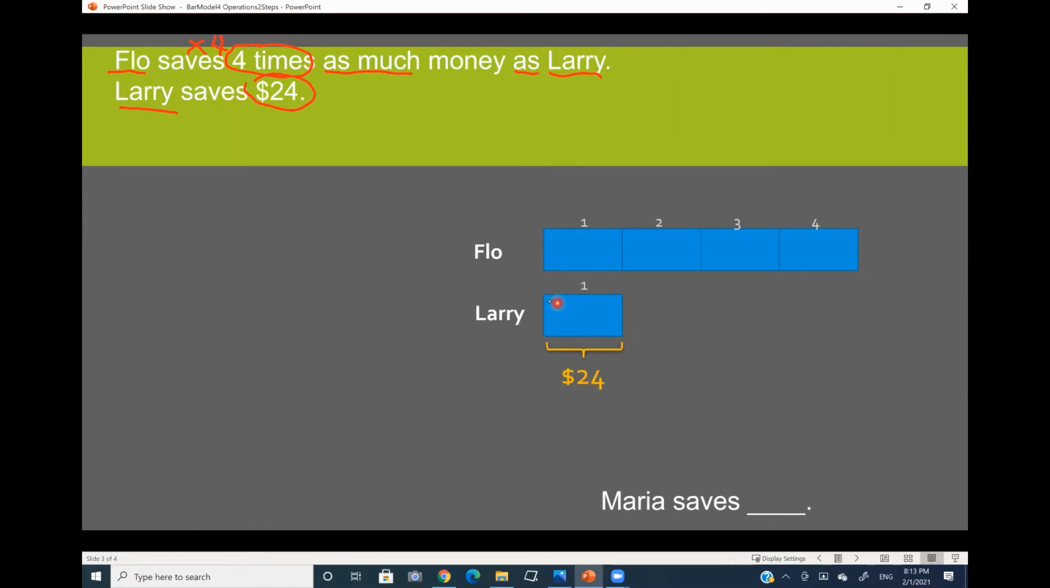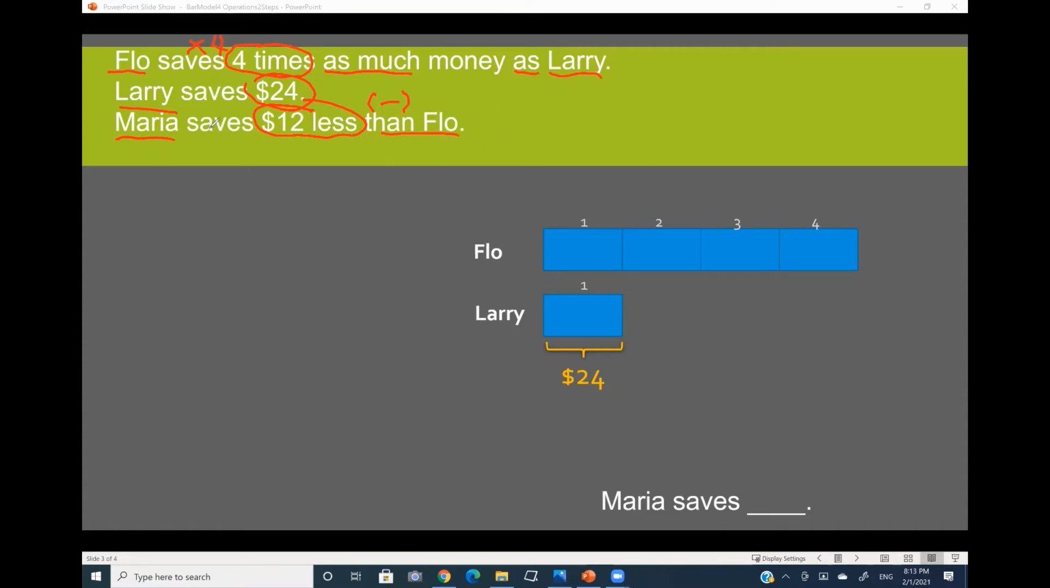Now, in this case, they are not asking me how much money Flo has. But let's see the next sentence. The next sentence says that Maria saves $12 less than Flo. And less than is implying that I have to subtract. Now I know I'm doing two-step problems, so what I'm thinking is my first step is going to be a multiplication, and my second step may be a subtraction, because less than means I have to subtract. But I have a problem.